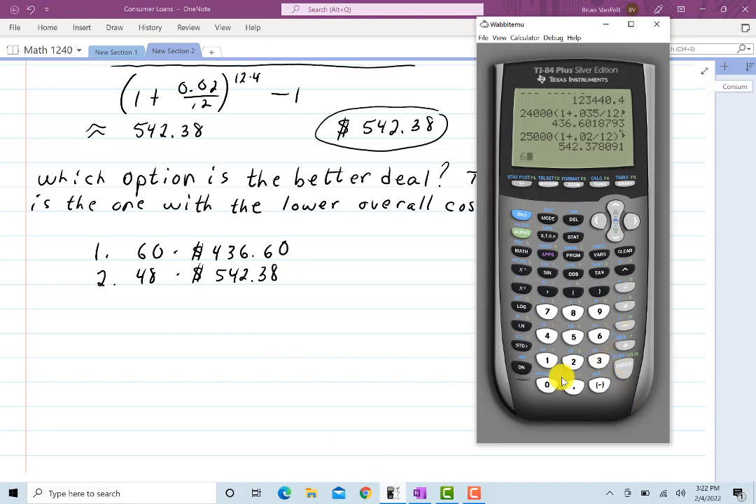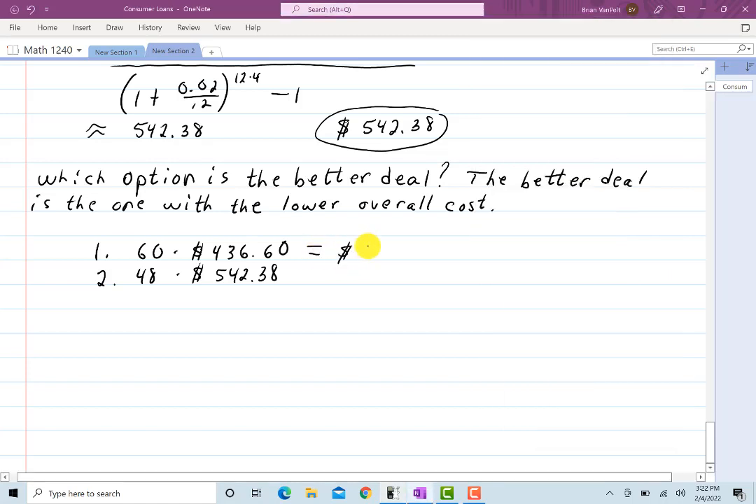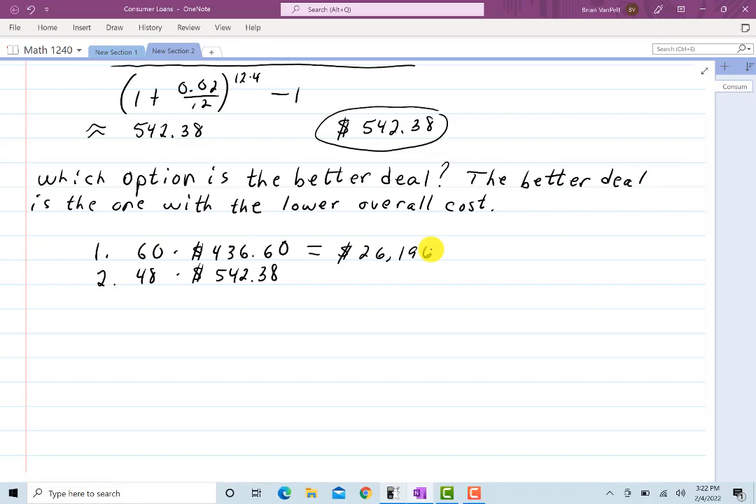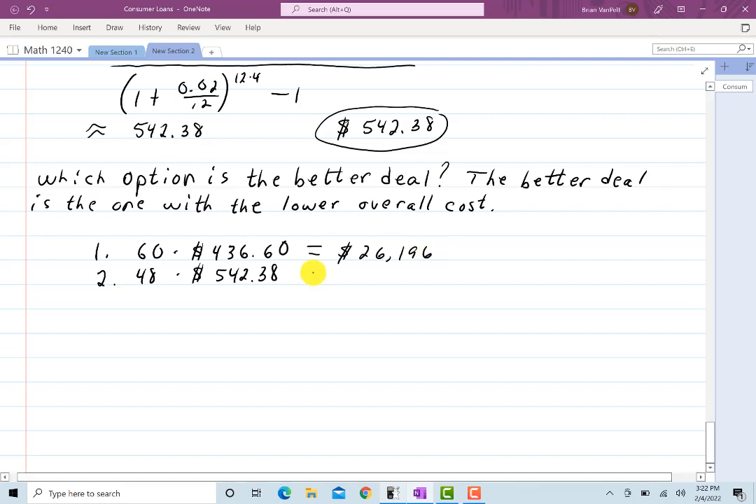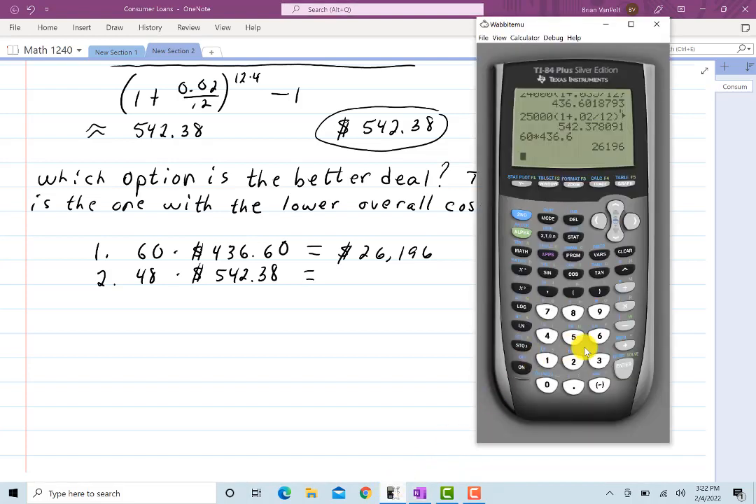Let's go ahead and get these numbers. So I have my 60 times 436.6. So $26,196. So in this scenario, remember, the car was financed for $24,000. So about $2,196 were in interest. Now on this other one, let's take a look at its total cost through all payments.